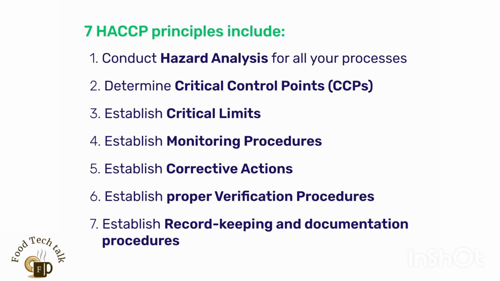There are seven principles that are interconnected and interdependent, forming a framework for developing and implementing a HACCP plan. These are the seven principles of HACCP. Conduct hazard analysis for all your process. Determine critical control points. Establish critical limits. Establish monitoring procedures. Establish corrective actions. Establish proper verification procedures. Establish record keeping and documentation.